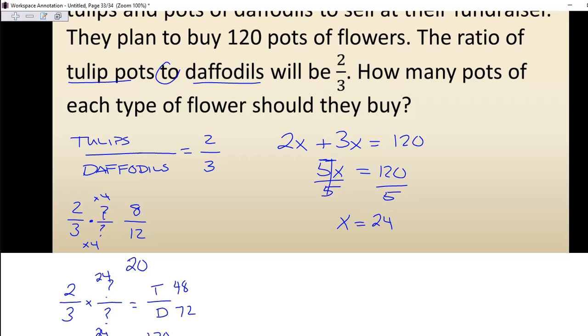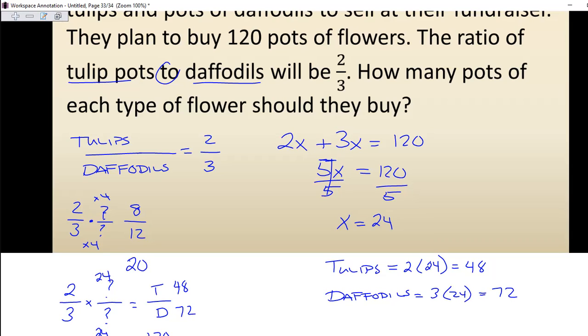So to answer our question, how many pots of each type of flower should they buy? Well, we just answered it. Tulips, you're going to take 2 times the 24 to get 48. So 48 tulips. And for daffodils, we're going to take 3 times the 24. That'll give us 72. So you can use extended ratios in a number of different problems, a lot of times when they deal with totals.